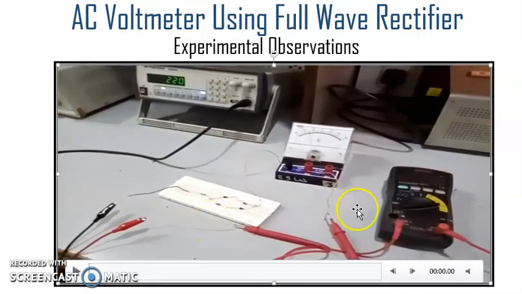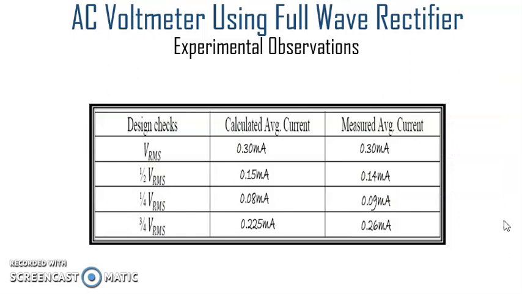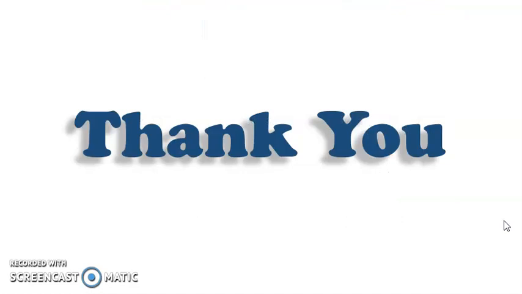So this is how we managed to obtain the values, and we have written these values here. For full scale deflection we intended to have 0.30 milliampere. We actually had 0.30 milliampere. For half of the VRMS, that is 2.5 volt RMS, we intended to have 0.15 milliampere of current, and we actually had 0.14. So we also did the same for 1 by 4 and 3 by 4 of VRMS.